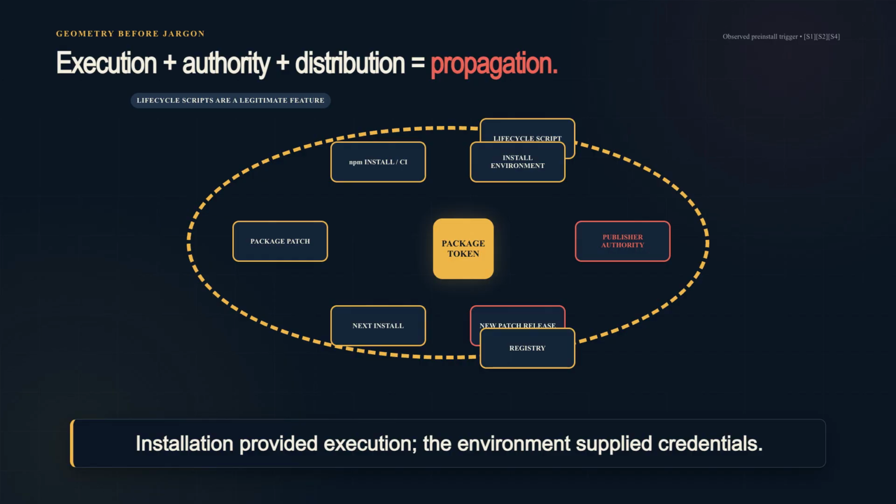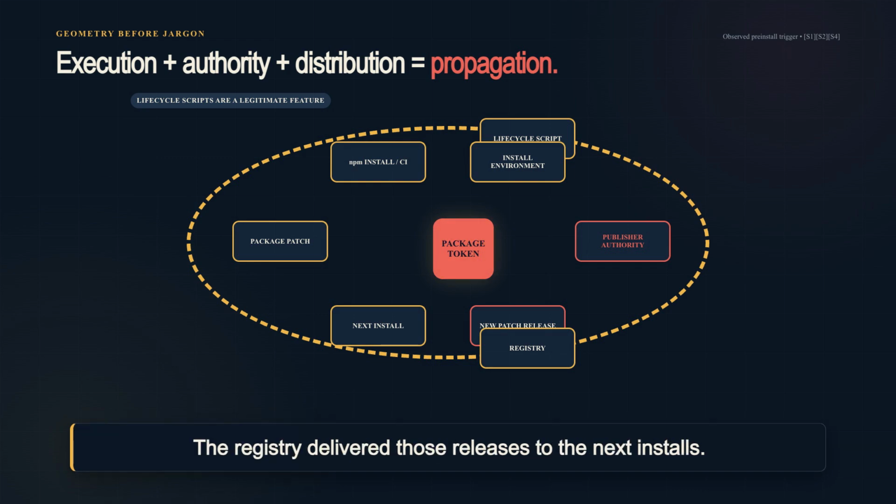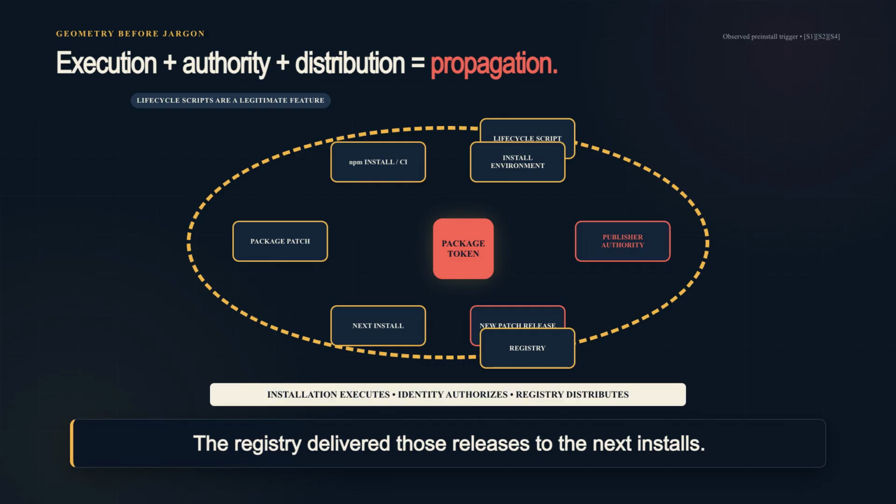From there, the loop was simple. Installation provided execution, the developer laptop or CI runner provided credentials, a stolen publishing identity authorized new patch releases, and the registry delivered those releases to the next installs.